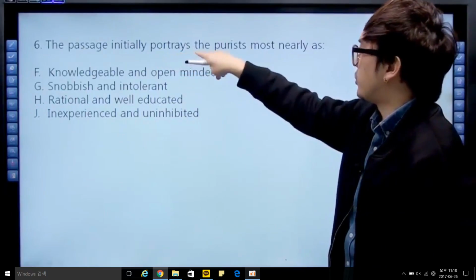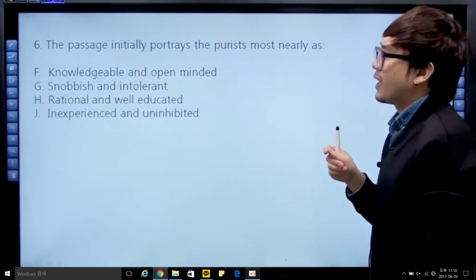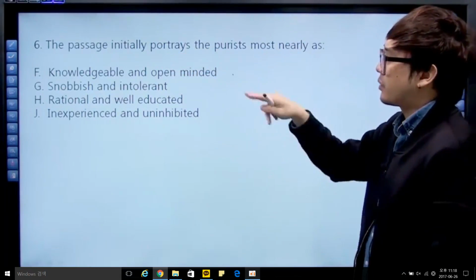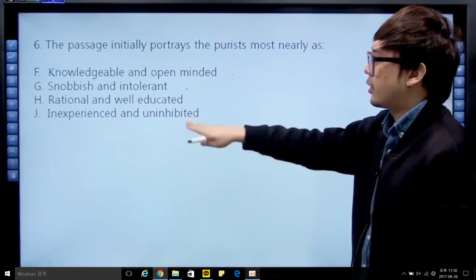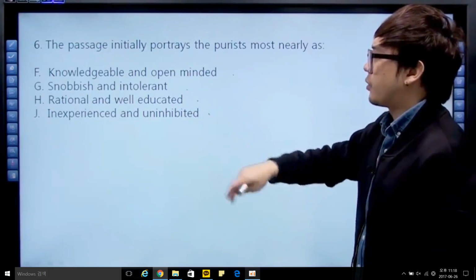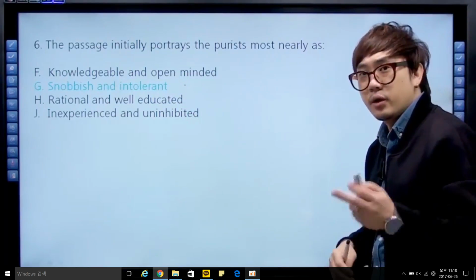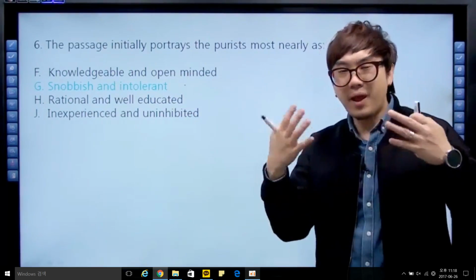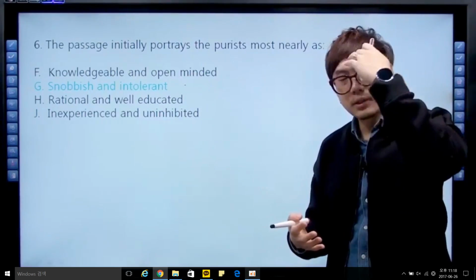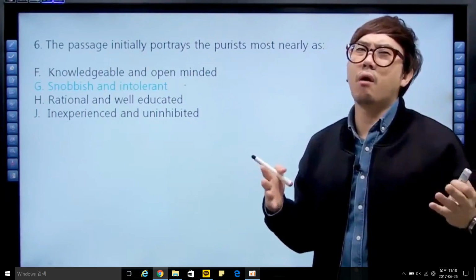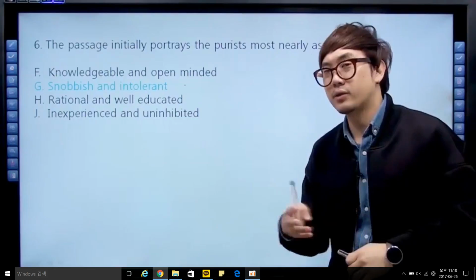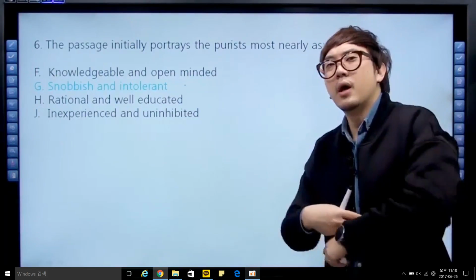The passage initially portrays the purists most nearly as what? What are the purists like? Knowledgeable and open-minded, snobbish and intolerant, or rational, well-educated, inexperienced, and uninhibited. The answer, of course, is snobbish and intolerant, right? You know this by Everett Payne appearing on the stage and saying Sonny Boy Blue, and they were all saying, oh, whatever, we don't want to listen to that, and so they slouched back in their chairs deeper into open disgust.